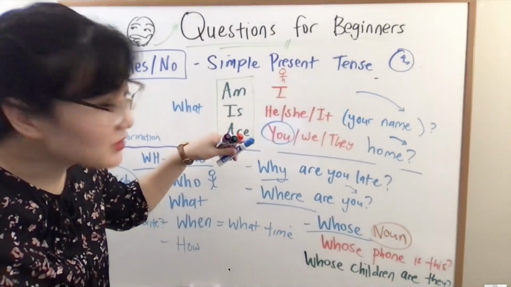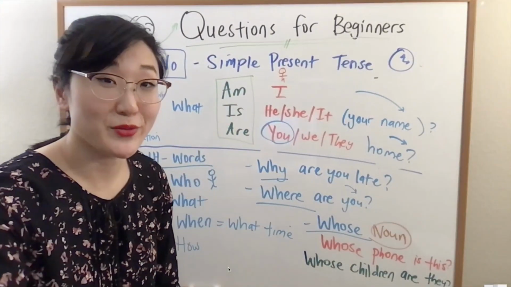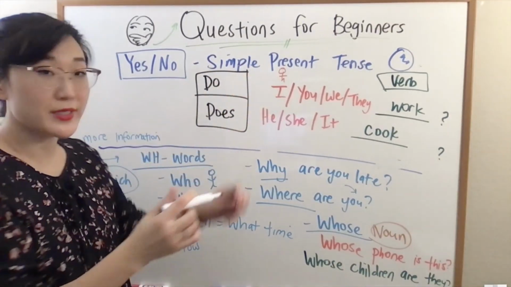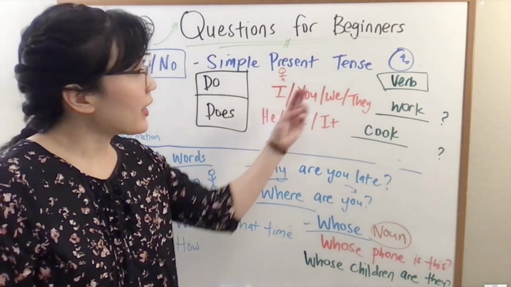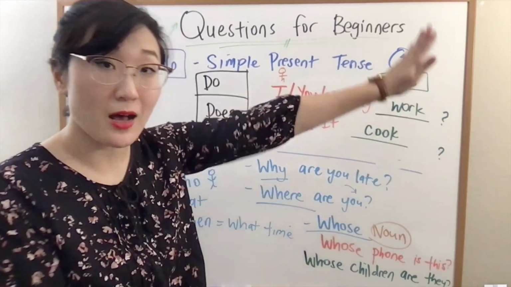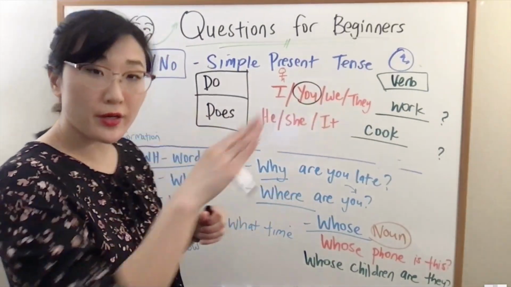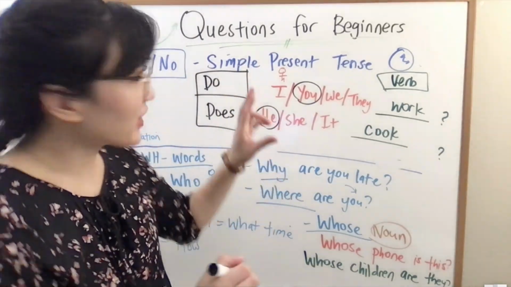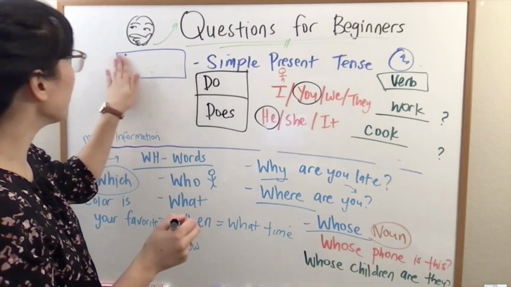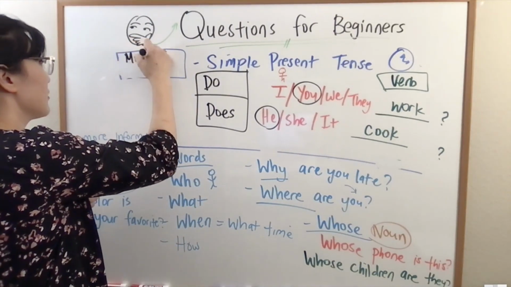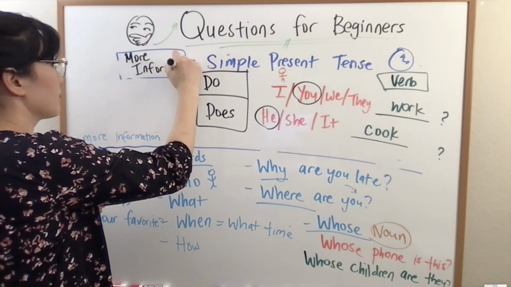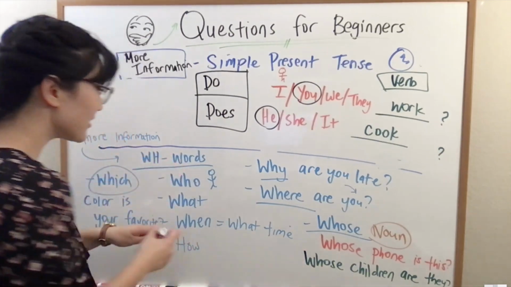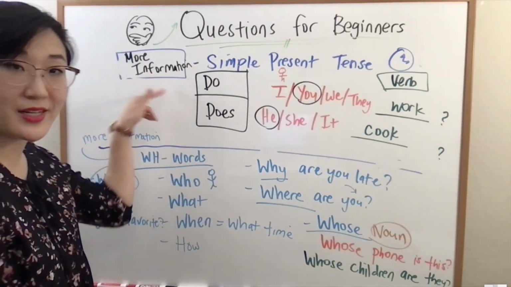But let's try to change this to other verbs. Now we know for yes and no questions, for other verbs, we have do or does first, and then who, and then the verb. And the intonation goes up. Do you work? Does he cook? But if I want to change this from yes and no to more information, I need to cut one of these words and I put it in front, okay?